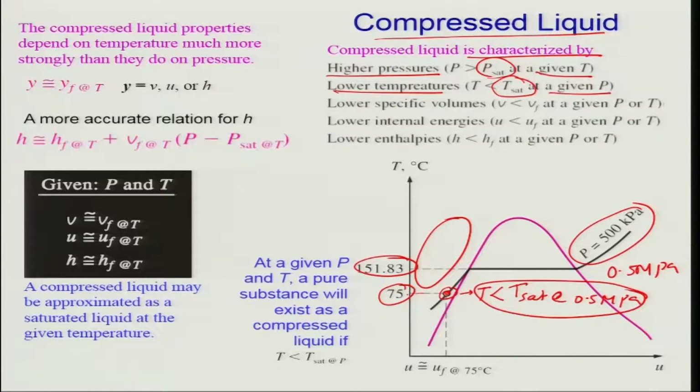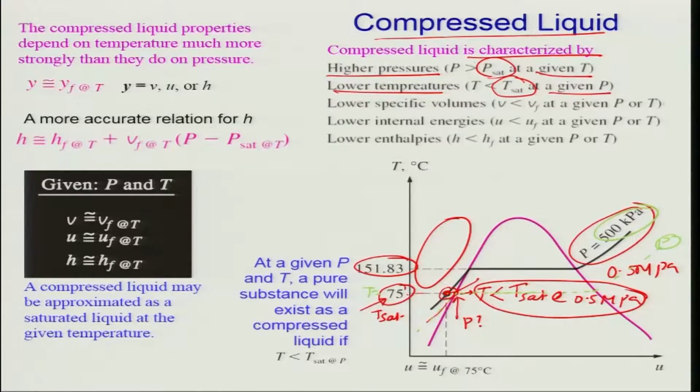So let's again look at this point here. If you take this T, and if you want this to be Tsat, then what would be the corresponding pressure? Somewhere, this will be like this. So this will be the pressure which will give you the specific temperature T here. The corresponding pressure for this particular temperature would be P, which will be less than this value.